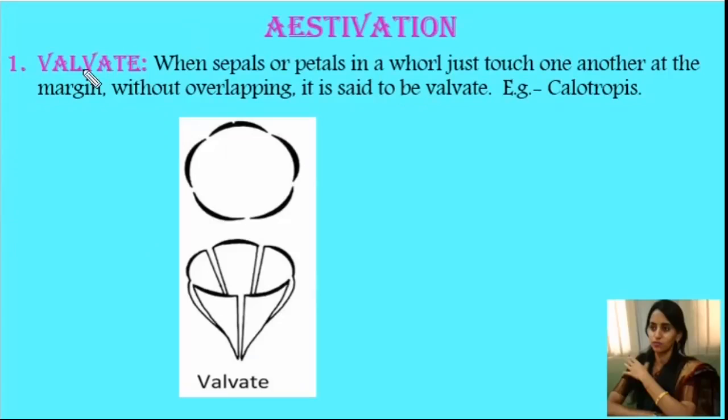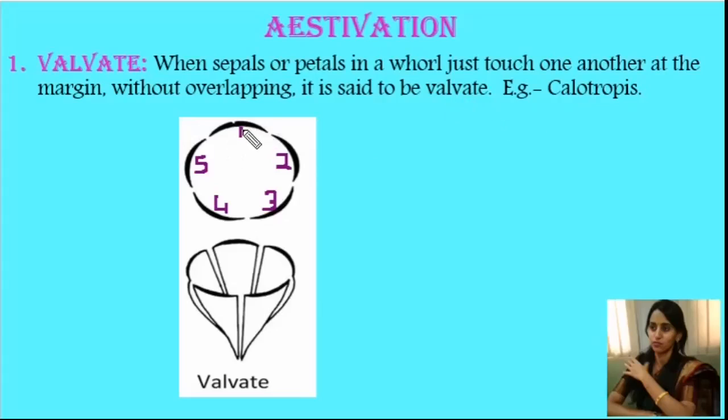Now let us discuss in detail the different types of estivation. The first one is valvate estivation. What is valvate estivation? Look at this diagram. This is the arrangement of sepals or petals. This is petal 1, this is 2, this is the third petal, this is the 4th petal, and this is the 5th petal. Here in valvate estivation, the margins of the petals just touch one another, but they do not overlap. Such type of estivation is known as valvate estivation.